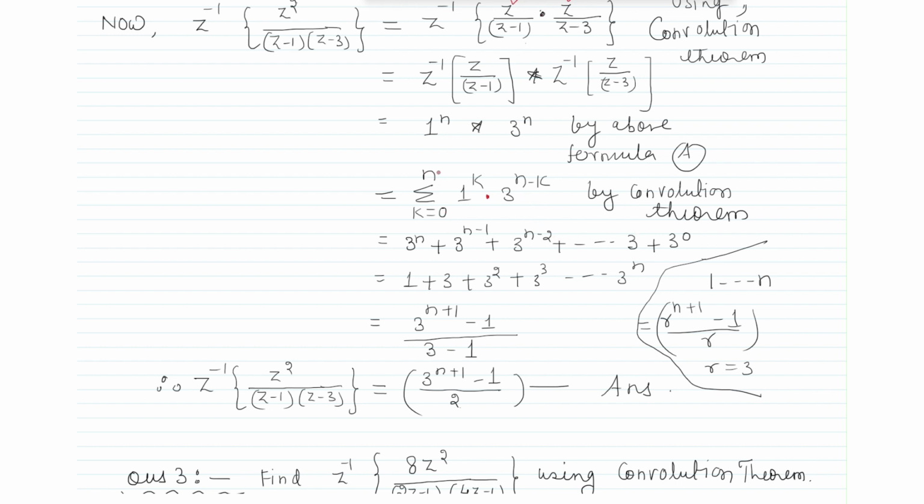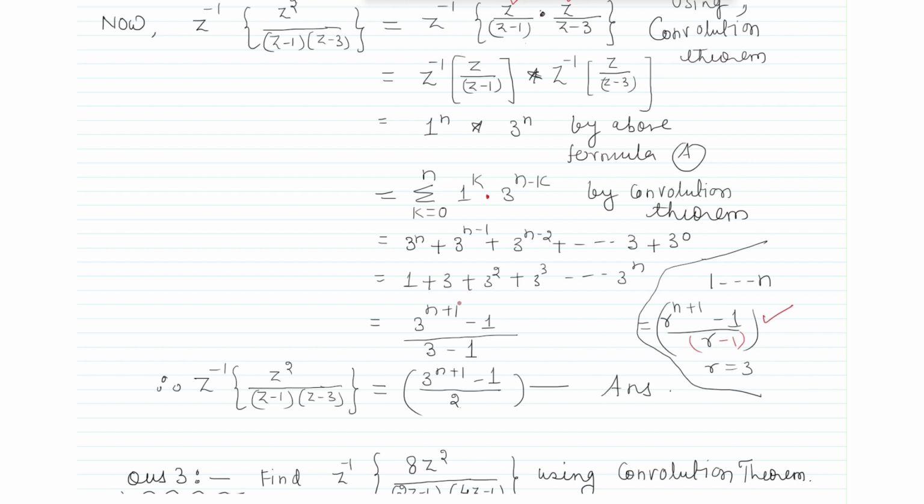If we finally put k equals n, we'll get 3 to the power 0. So ultimately we can write this as first 1, plus 3 square, 3 cube, and lastly 3 to the power n. So this is again the sum of a GP series, but these are finite terms, 1 to n. If we have 1 to n terms in a GP series, we always use this formula: r to the power n minus 1 upon r minus 1. This formula we always use to find the sum of finite terms in a GP series.